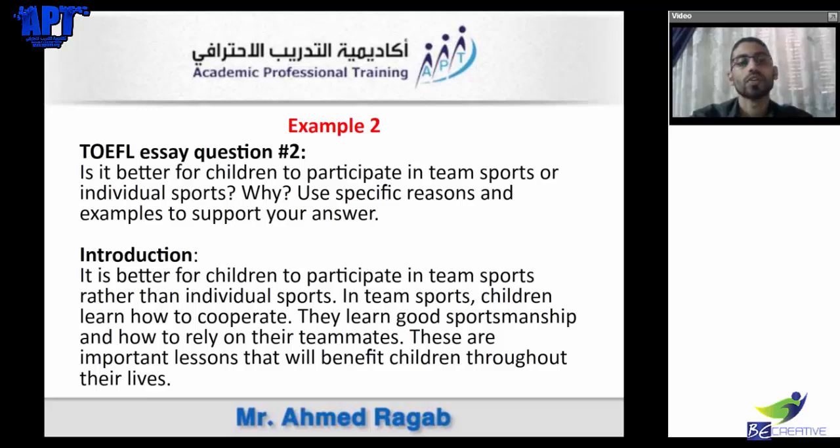Example 2. Is it better for children to participate in team sports or individual sports? Why? Use specific reasons and examples to support your answers. Now, the introduction will be like this. It's better for children to participate in team sports rather than individual sports.